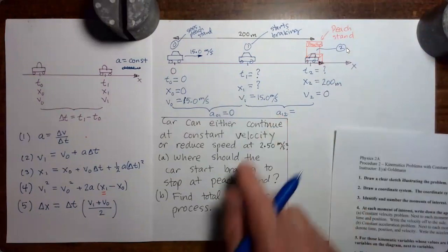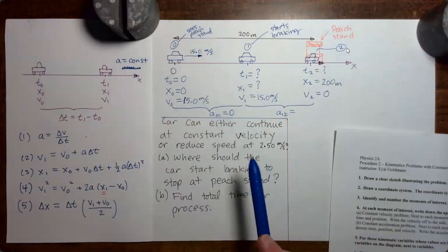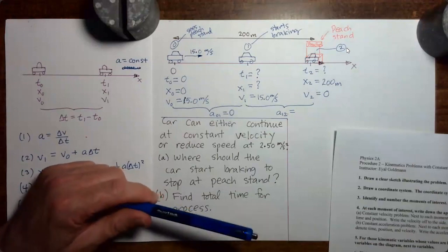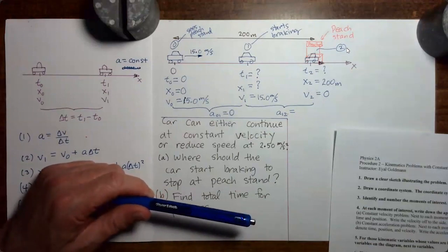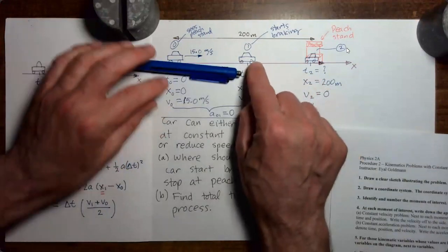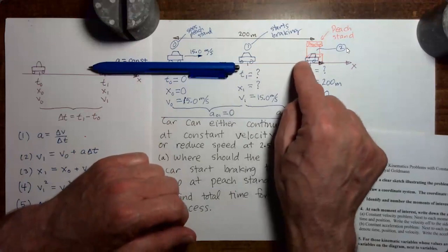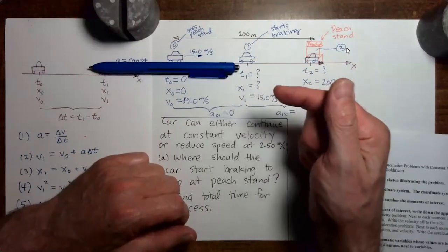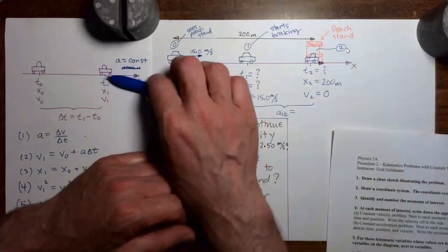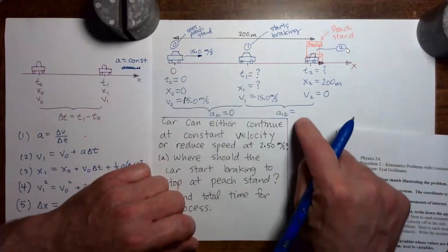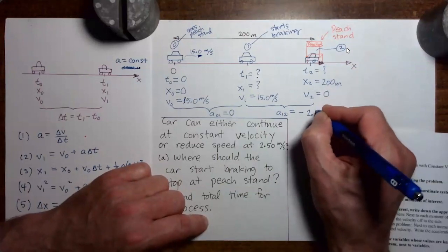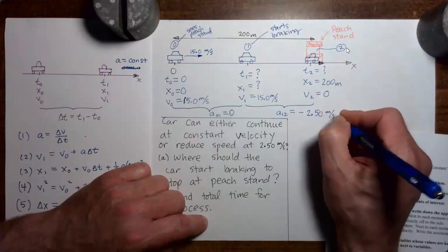Now, how about the acceleration? Well, remember what we've learned about the direction of the acceleration. If the speed of an object is decreasing, then the acceleration is opposite the motion. So our car is going to the right, but getting slower. That means the acceleration is to the left. Since the acceleration is then in the negative direction, we're going to put in that the acceleration is negative, namely minus 2.50 meters per second squared.